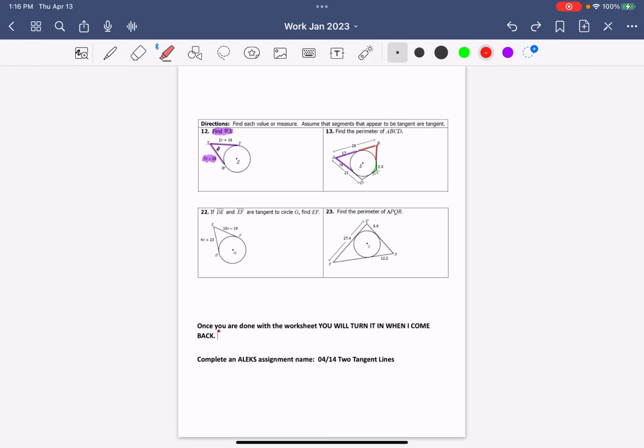All right, so you're finishing the back, and you are going to turn in the worksheet when I come back. So that'd be Tuesday, because Monday's an I day. And then there's also an Alex assignment for you to do.